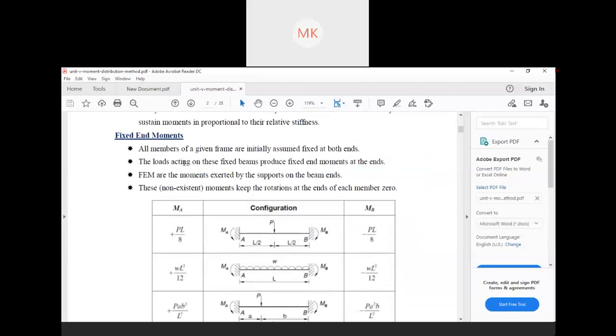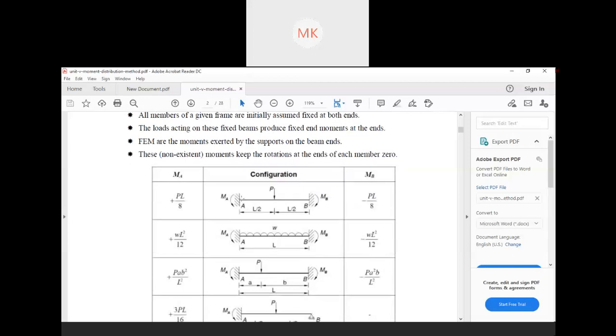Okay, so there are some fixed end moments. How do we need to find them? All members of a given frame are initially assumed fixed at both ends. The loads acting on these fixed beams produce fixed end moments at the ends. Fixed end moments are the moments exerted by the support on the beams, and these non-axial moments keep the rotation at the ends of each member zero.